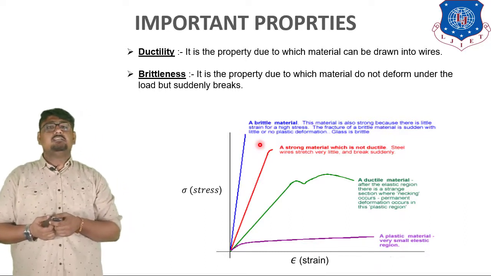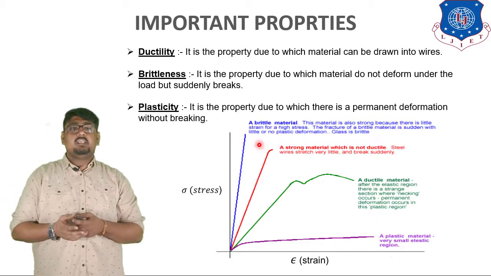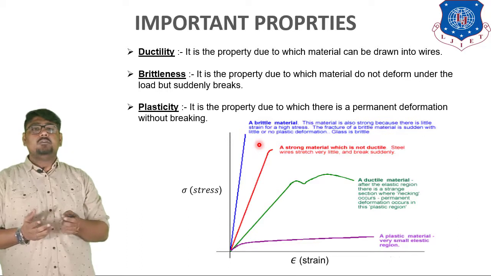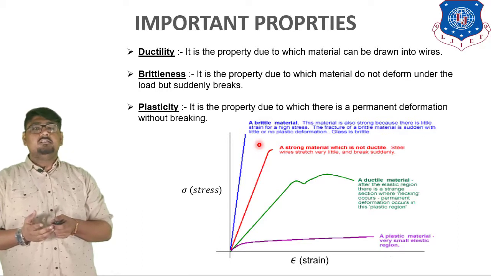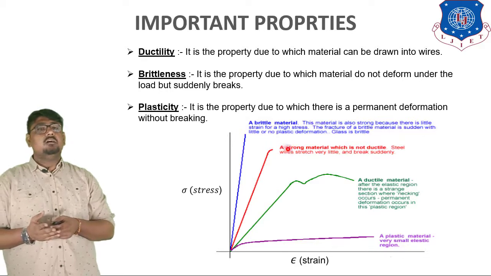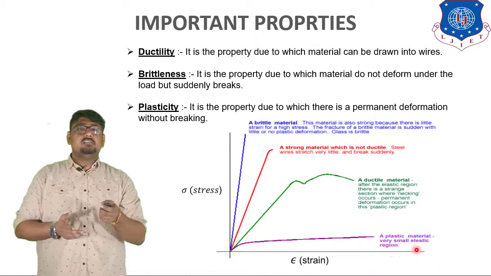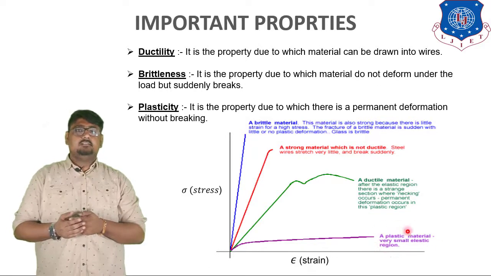Now next comes plasticity. Some materials are capable of getting deformed permanently without producing any fracture. This property is known as plasticity and the material is known as a plastic material. Lack of elasticity is known as plasticity.